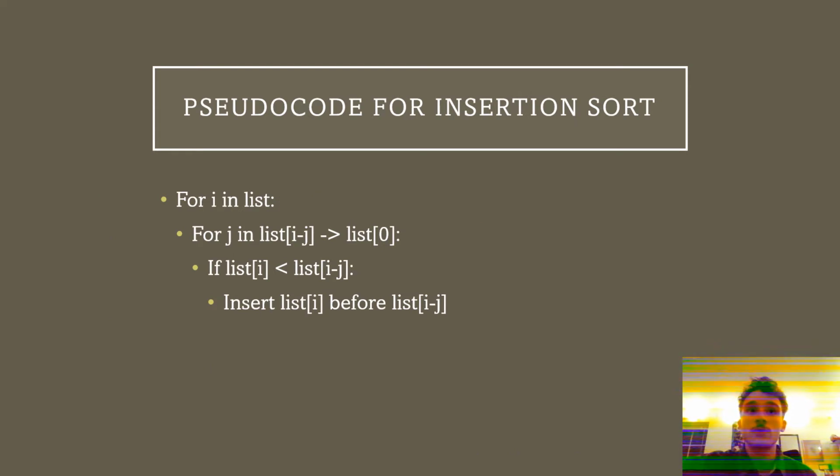So this is pseudocode for insertion sort, which is basically just what I was explaining before. So it'll go for every I in the list, it will go through every index before that index, and if the index before that index is greater than the index you started at, it'll insert the data you started at before the data that is greater than itself.